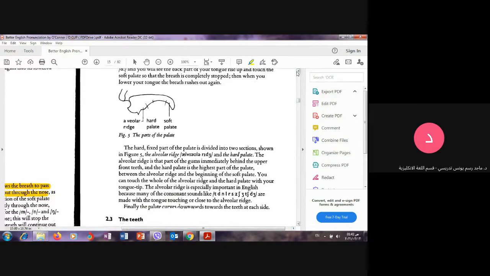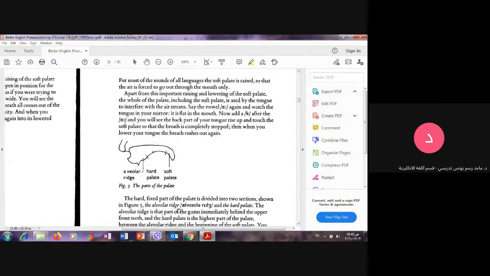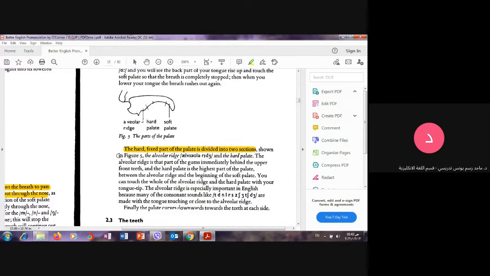The hard part of the palate, the second one, can also be divided into two parts. The first one, as shown here in figure 5, is the alveolar ridge, and the second one is the hard palate, which is the highest part of the palate. So the hard is divided into two sections, as shown in figure 5, the alveolar ridge and the hard palate. The alveolar ridge, this is its definition, is that part of the gums immediately behind the upper front teeth, and the hard palate is the highest part of the palate. So the second division is that they divide the hard into hard palate and alveolar ridge.